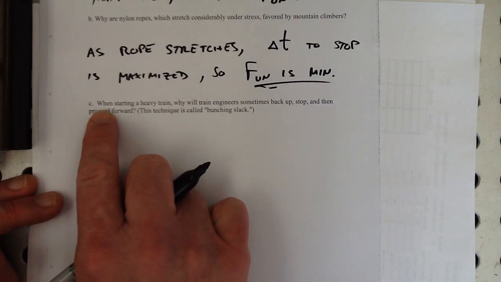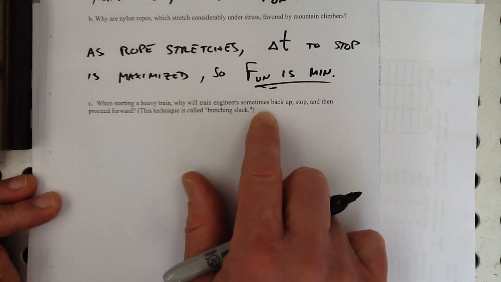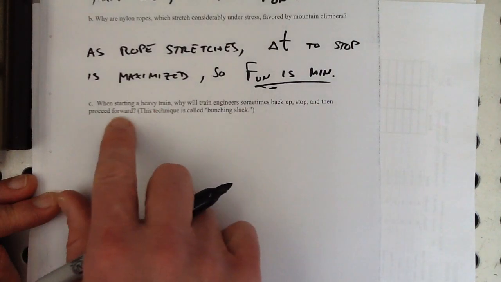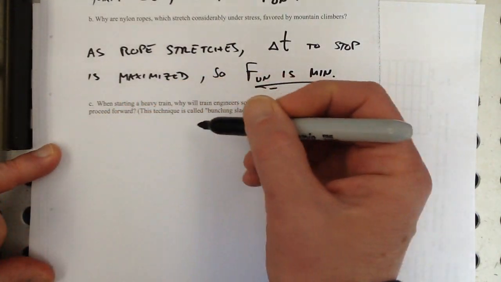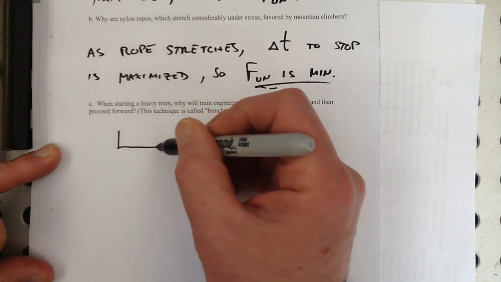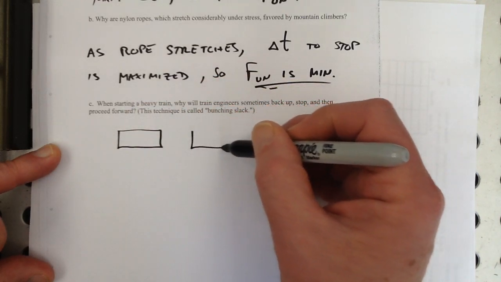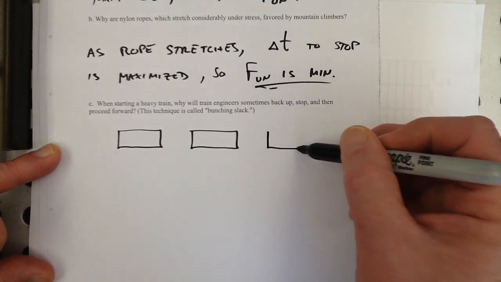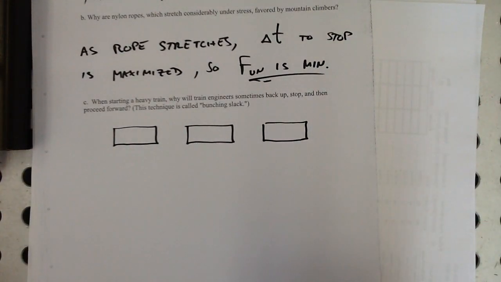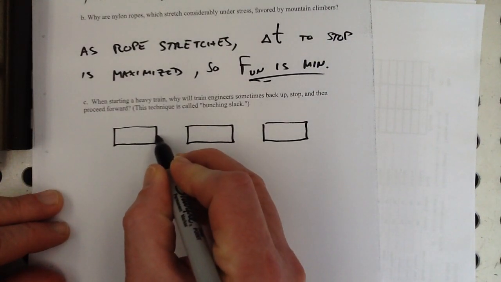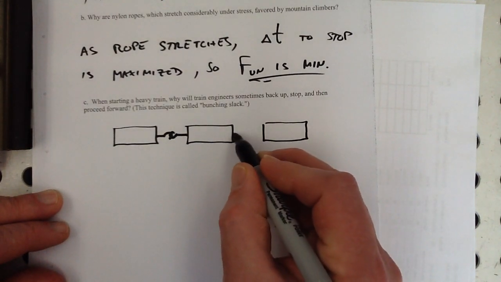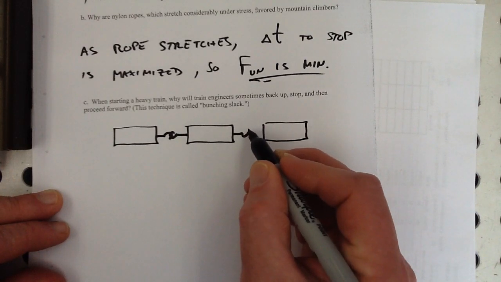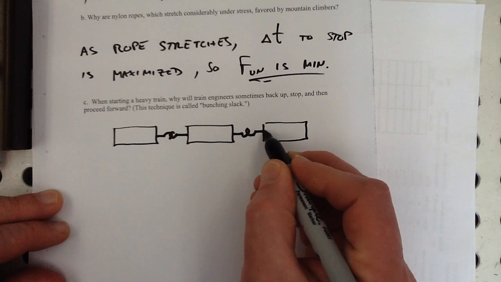Part C, when starting a heavy train, why will engineers sometimes back up, stop, and then proceed forward? So I'll try to show you with 3 little train cars. See if I can make a decent picture to explain this. This is a very practical application of this. So let's say the train cars are hooked together. They're hooked together by these hooks. That's why they're called hooks. Oh, that didn't quite work.